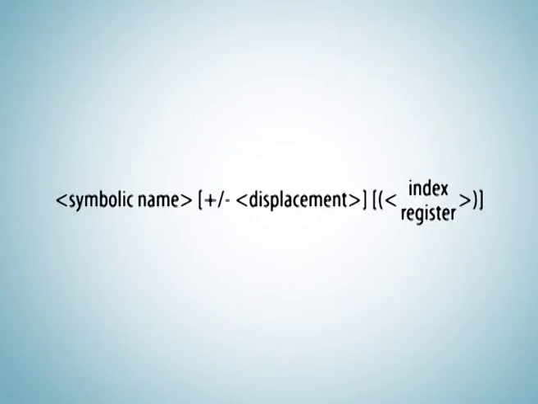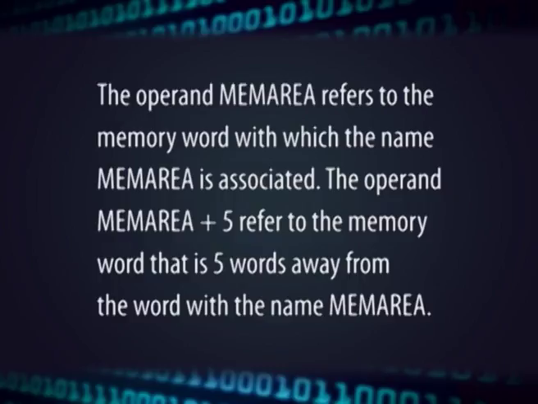Next is the operand specification. The operand specification in a typical assembly language statement has this syntax: it starts with a symbolic name, followed by plus or minus, followed by a displacement, and then in brackets the index register. Thus, the possible operand forms are as follows. If you have an operand, say memory area, you designate it with the symbol MEMAREA. MEMAREA refers to the memory word with which the name MEMAREA is associated. The operand MEMAREA plus 5 refers to the word that is 5 words away from the word with the name MEMAREA. Here 5 is the offset from the memory area.